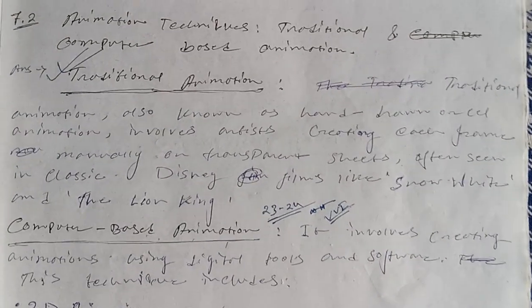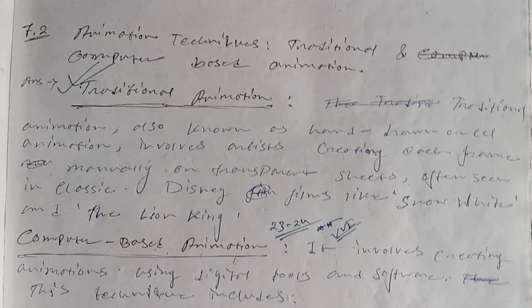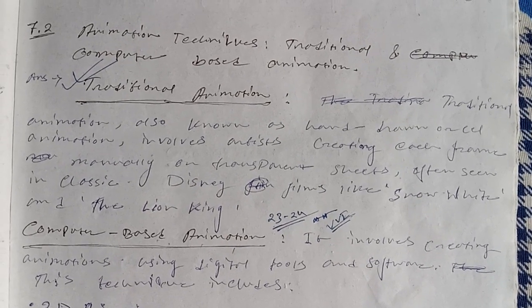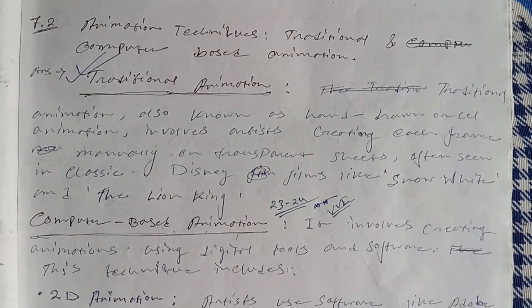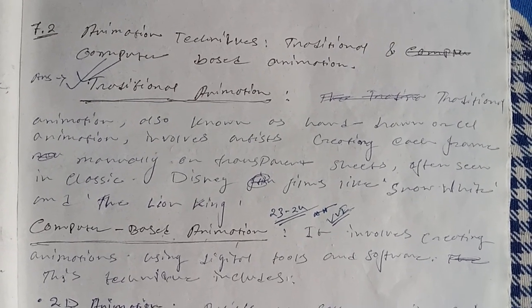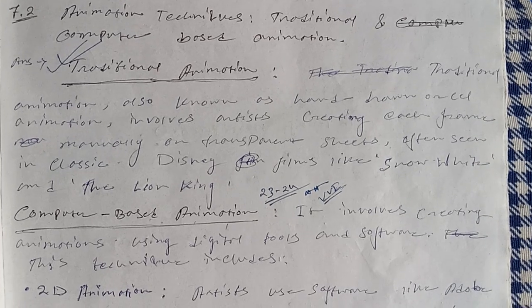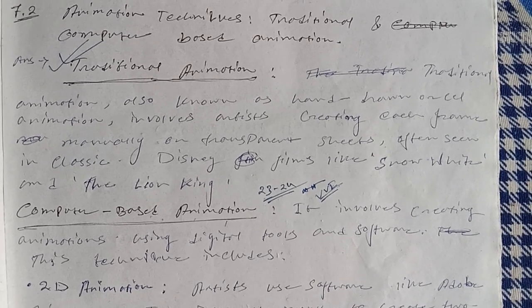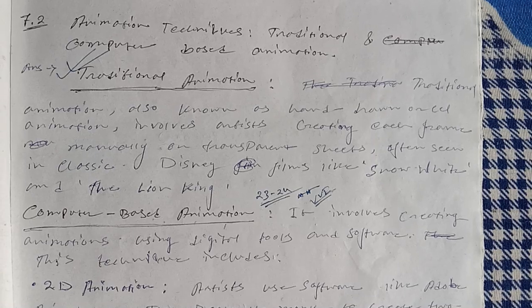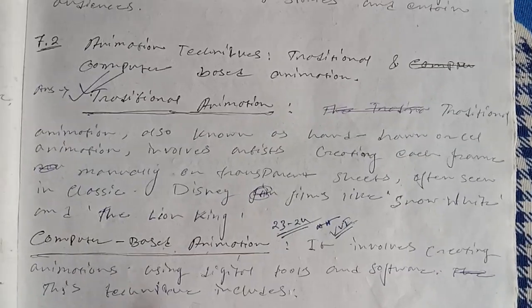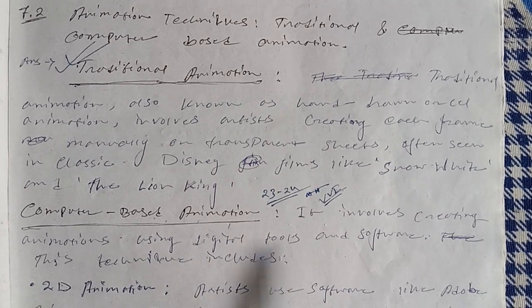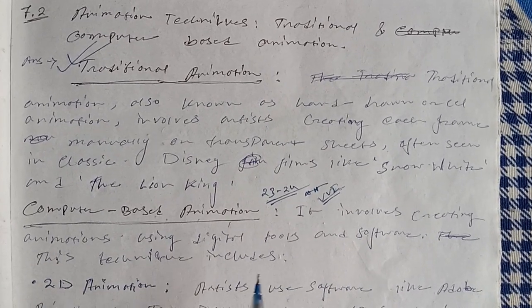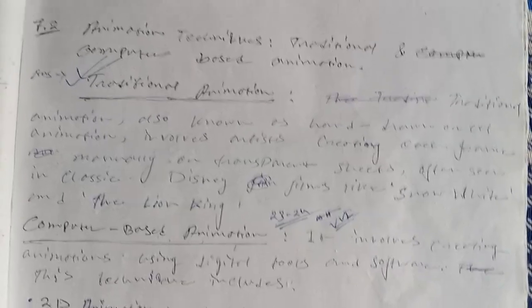And what is computer-based animation? Computer-based animation is nothing but today's modern computer-based animation. These animations are made with digital tablets, pens, and a computer. This is totally on a computer. It involves creating animations using digital tools and software. These techniques include 2D animation and 3D animation.